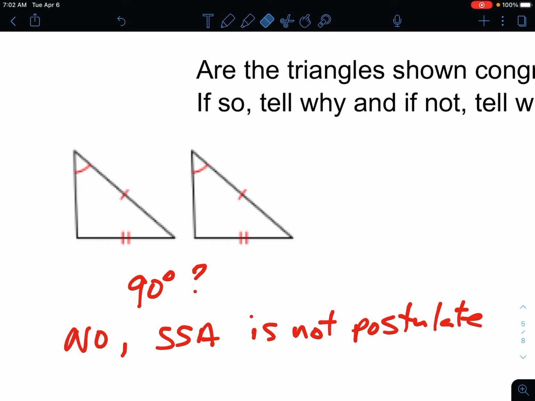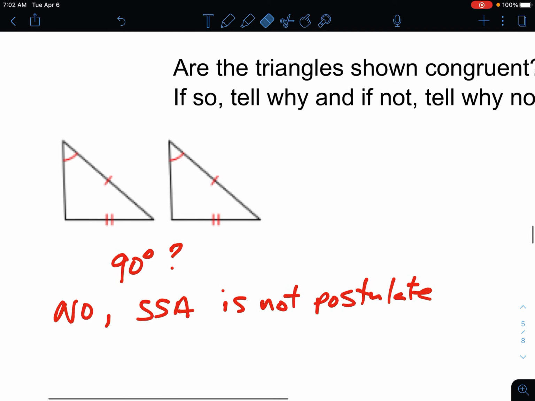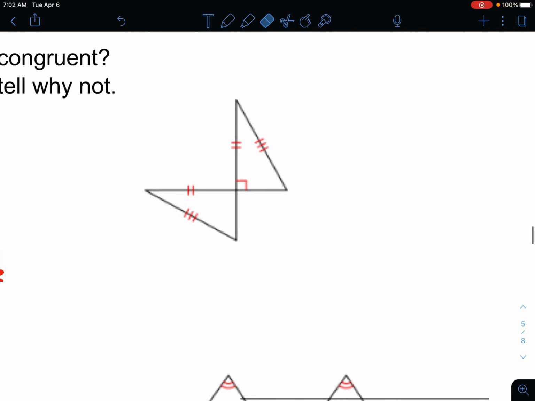Again, I'm going to go back to that analogy I used yesterday. You can't put a round or a square peg into a round hole. It's just not going to happen. Can't do it.